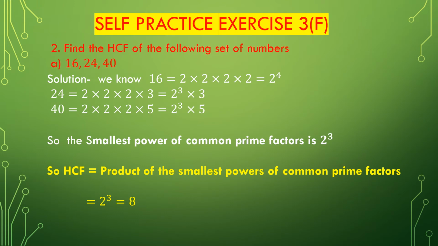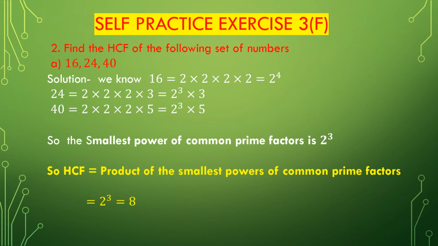Now we will solve question number 2. Question number 2 is find the highest common factor HCF of the following sets of numbers. First bit A is 16, 24, 40. We have been given these three numbers and we have to find the highest common factor, that is HCF, of these three numbers. First we have to find the prime factorization of these three numbers.